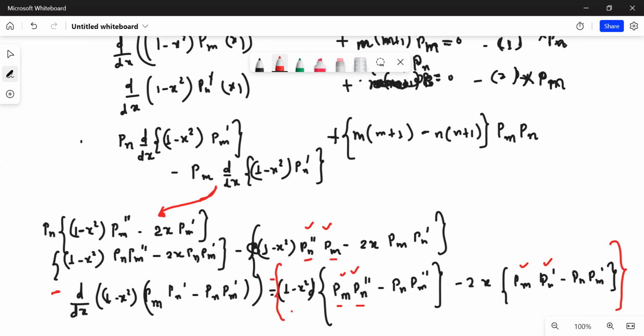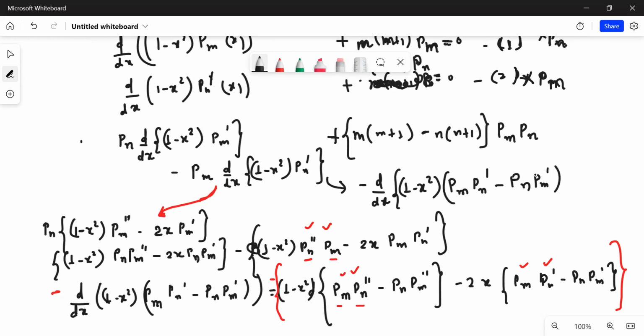Is that clear? ये चीज समझ में आ रही है नहीं आ रही? मतलब what I want to say that this entire expression I can write it as minus d by dx of 1 minus of x square, and I can write pn dash minus pm dash. Is that clear? भरत समझ में आ रहा है यहाँ तक?